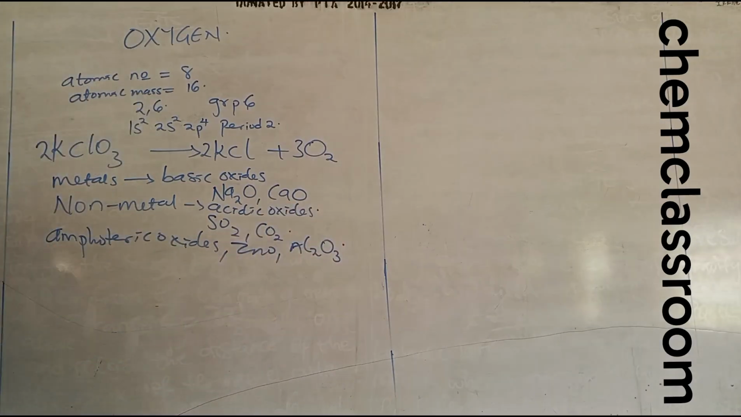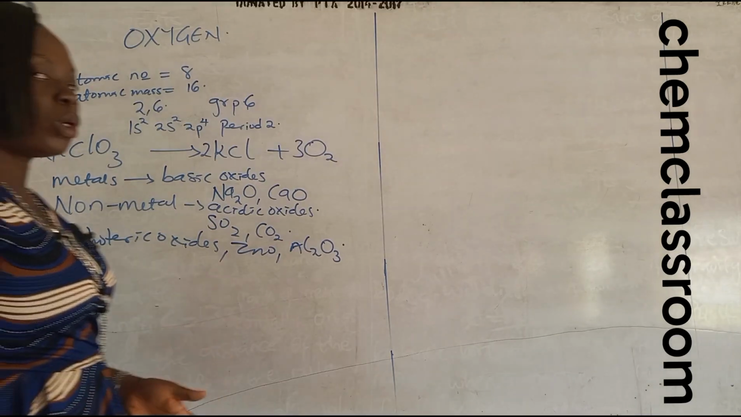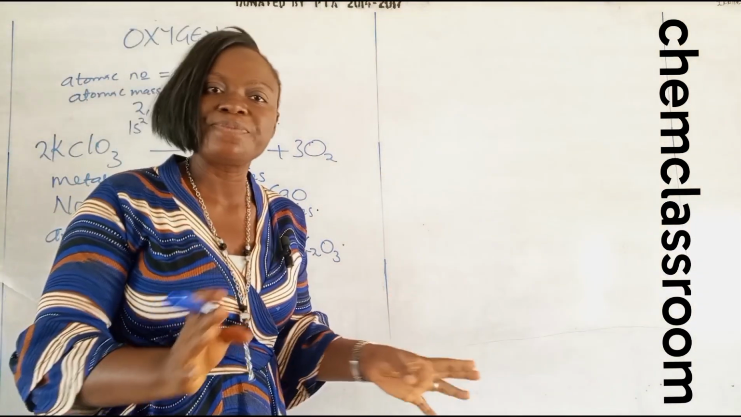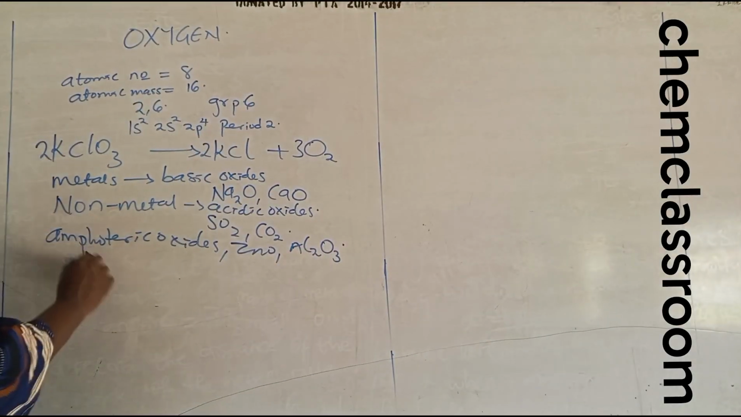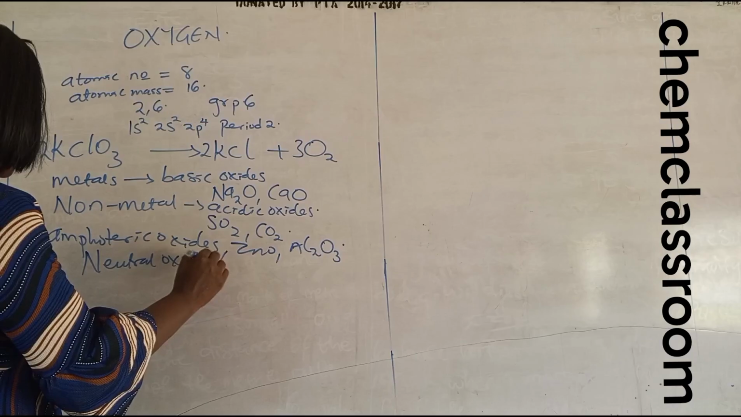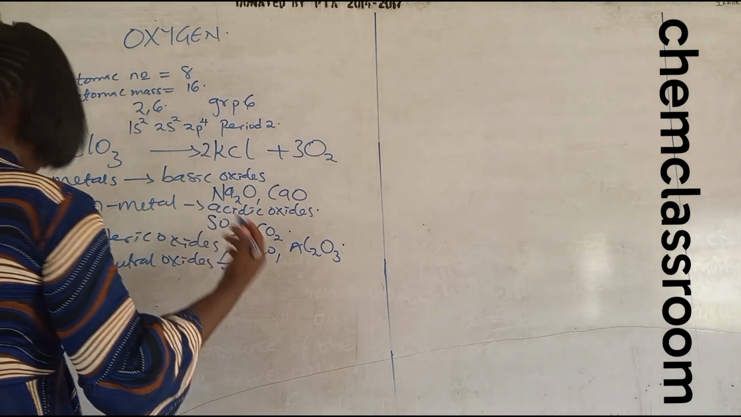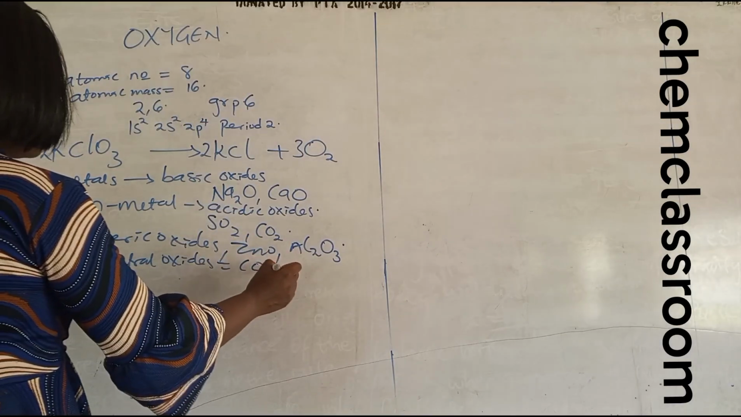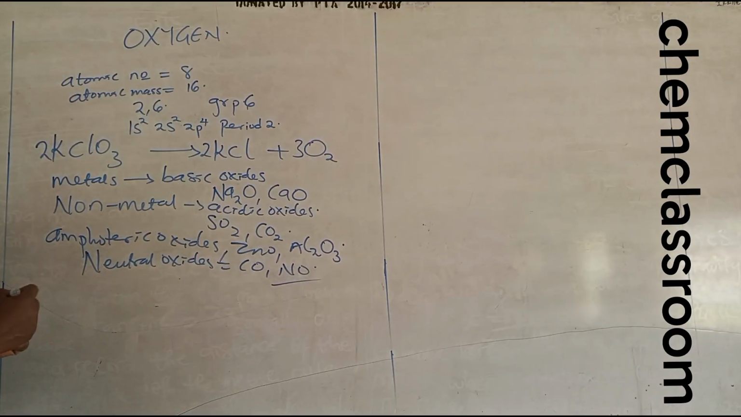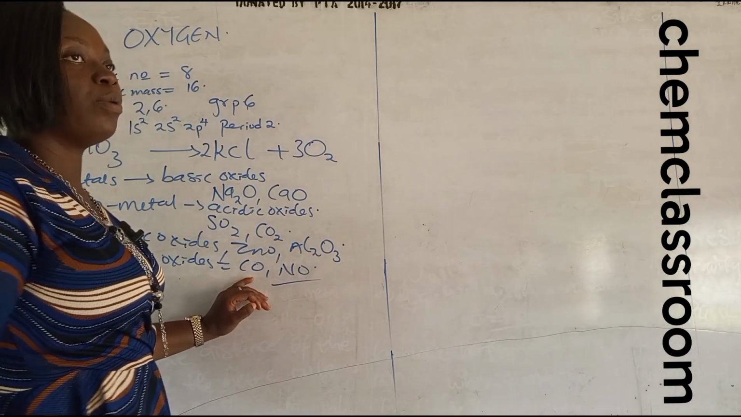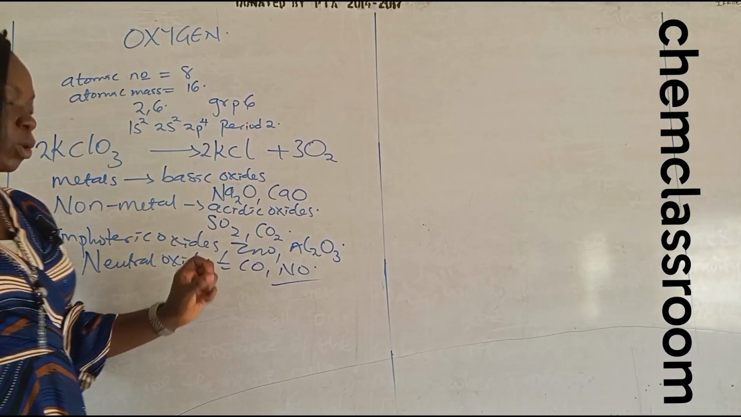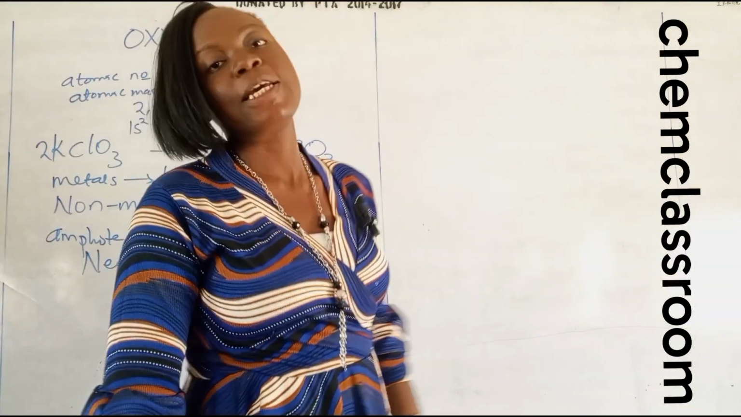Then we also have the ones that we call the neutral oxides. They are neutral to litmus. So you have your CO and your NO. This is your nitric oxide, and this is our carbon 2 oxide. They are neutral to litmus paper, so we'll call them the neutral oxides.